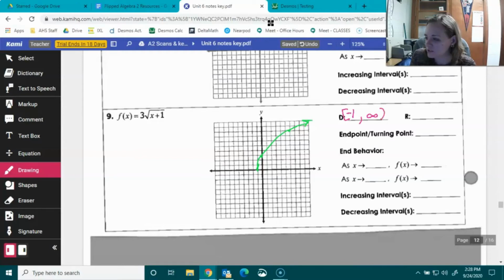All right, range is down and up. So down, I'm going to what number? On the range, which is the y's, I'm going to 0.